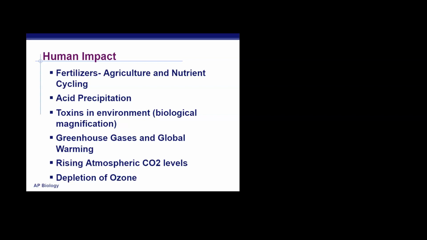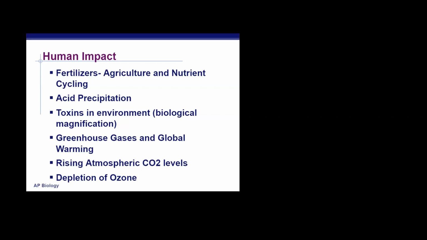So for example, the use or misuse of fertilizer can greatly impact nutrient cycling and the geochemical cycling of things like nitrogen and phosphorus. We also have the human impact of acid precipitation, which is a direct result of the industrialization of our planet. We have the introduction of different toxins to the environment. That's a concept that we'll quickly go over, biological magnification.